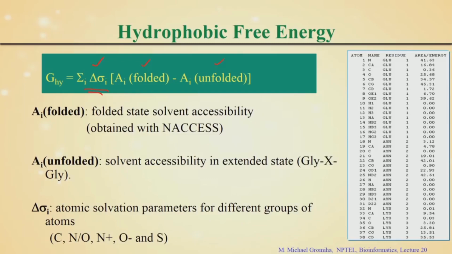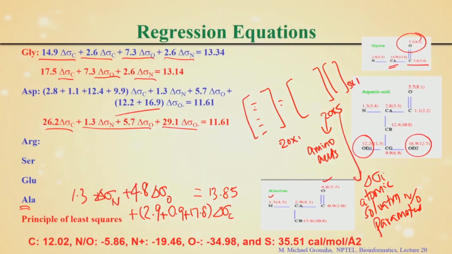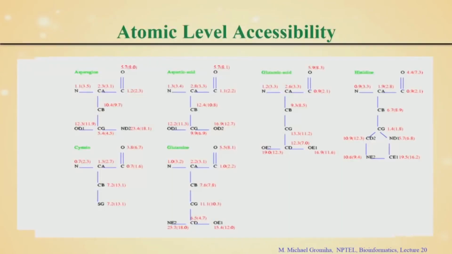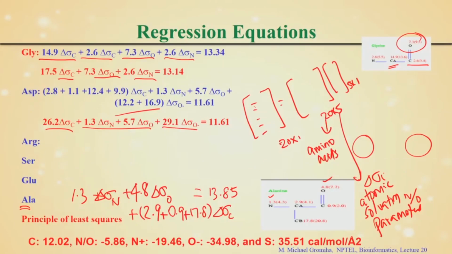For example, if you take the glutamic acid, residue number 1, here you have the values of ASA for different atoms. For the same glutamic acid, you can get the unfolded set accessibility, shown here. So the unfolded set ASA we have, the folded set ASA we have, and delta sigma I we have. So you can calculate the hydrophobic free energy. How to calculate the hydrophobic free energy?